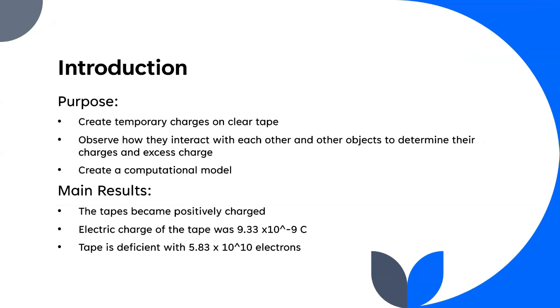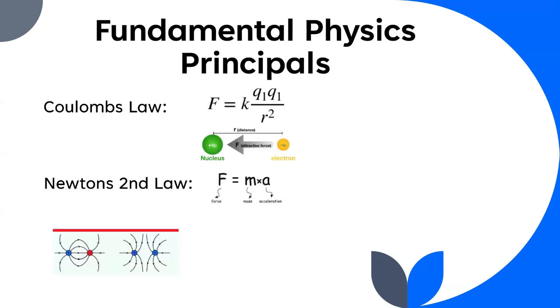via GlowScript, and the main results that we found were the tapes became positively charged, and the electric charge was 9.33 times 10 to the negative 9 coulombs, and the tape was deficient by 5.83 times 10 to the 10 electrons. So the fundamental physics principles that we used were Coulomb's law, which we used to calculate the electric force of the tapes, and Newton's second law, which we used to set force of gravity equal to electric force.